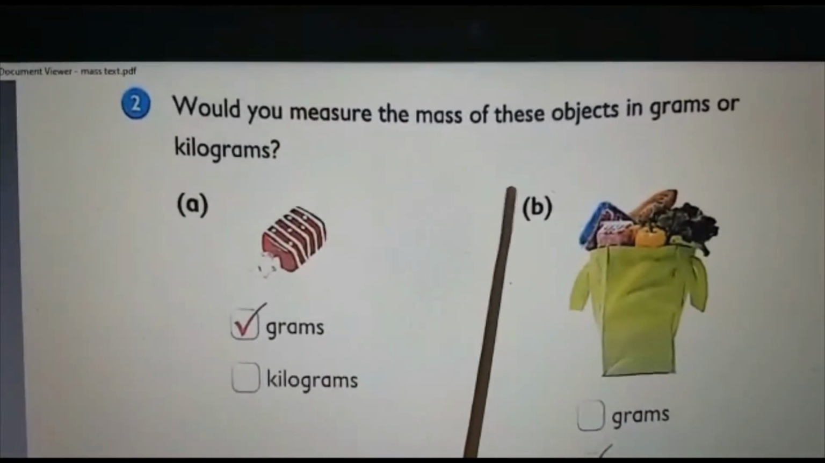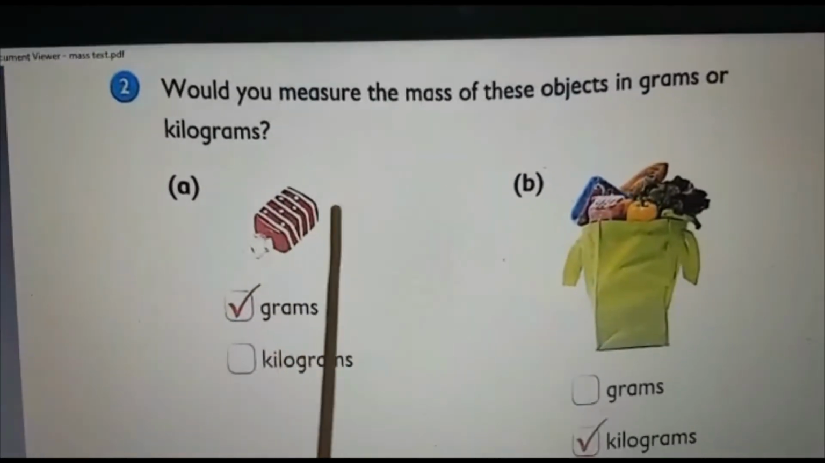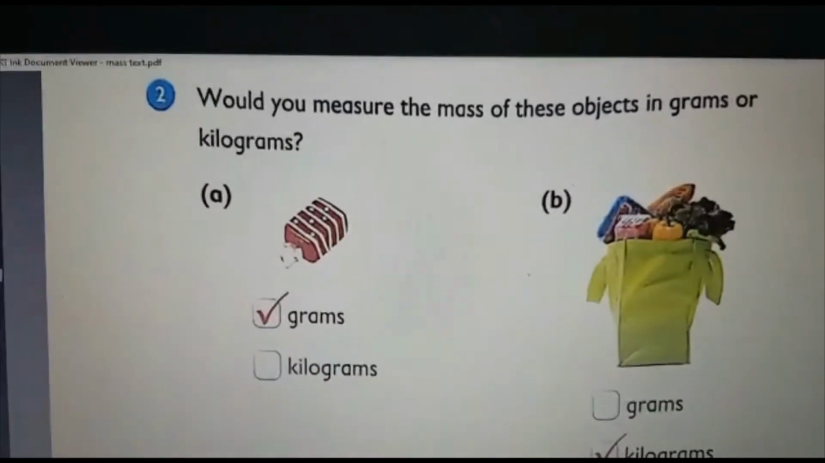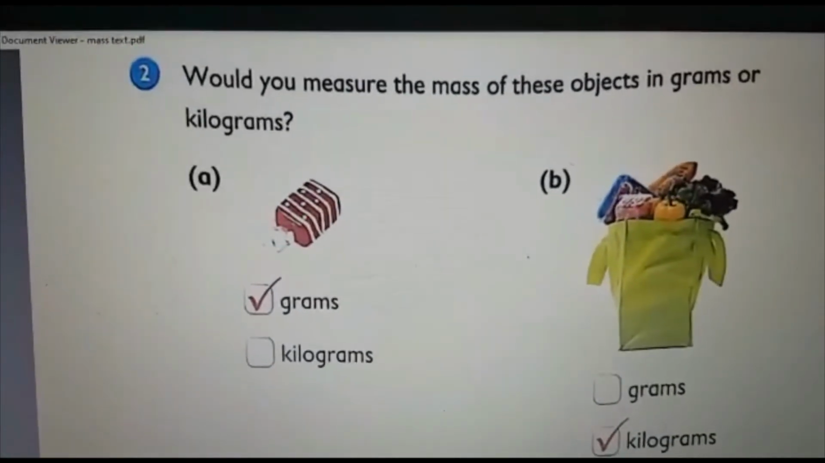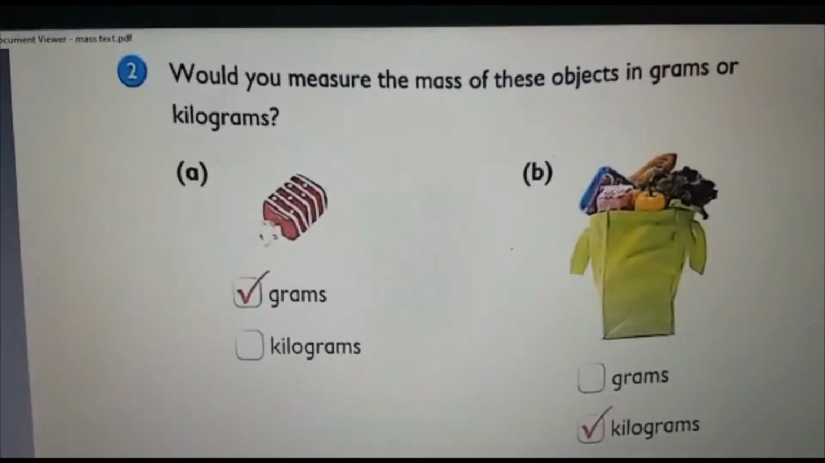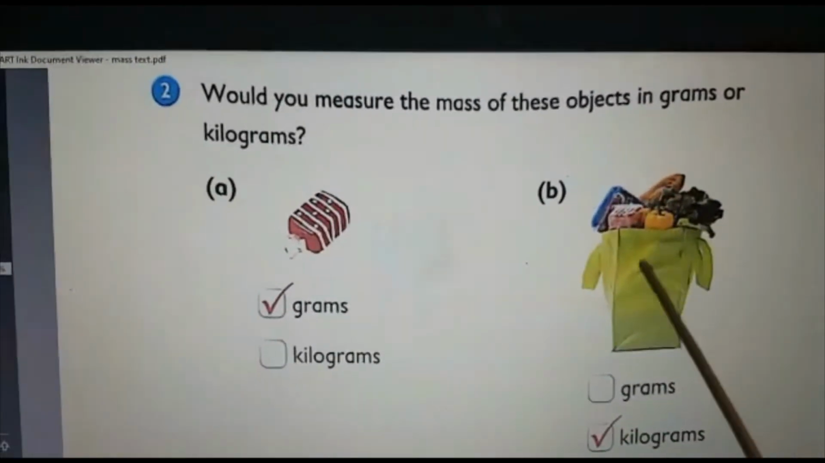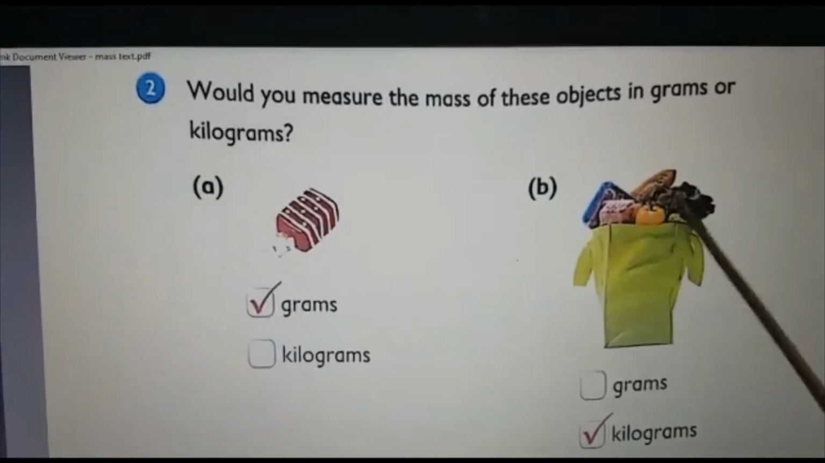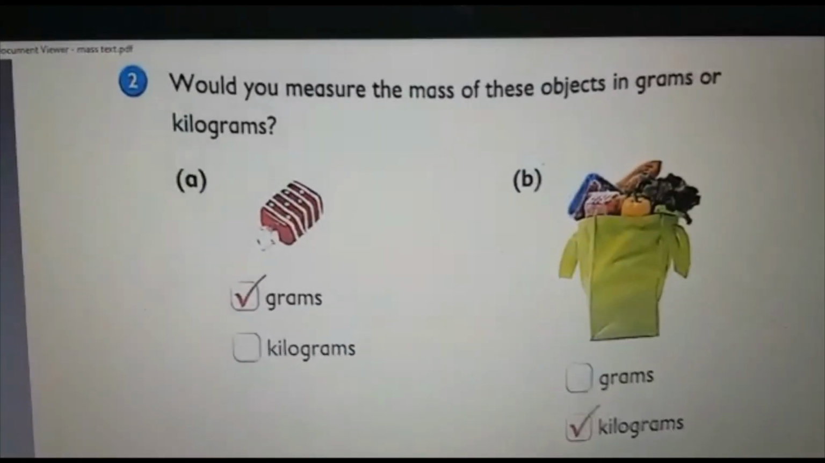Would you measure the mass of this object in grams or kilograms? Look here. A small chocolate is given. So we will measure it in gram or kilogram? Obviously gram, is it? Kilogram means when it comes to 1000 grams only, it becomes 1 kilogram. Chocolate is very small, so it is in grams. See, a big basket or a big cover consisting of so many vegetables. So it will be in kilogram, is it?